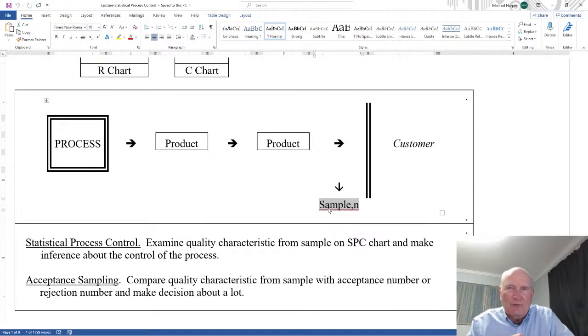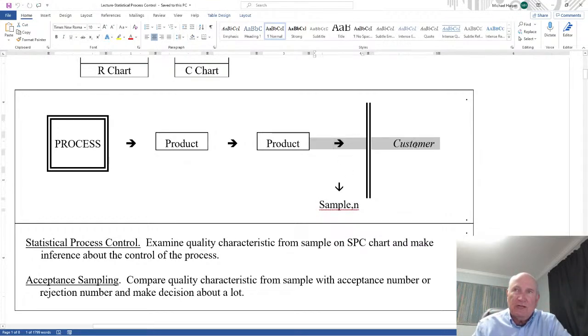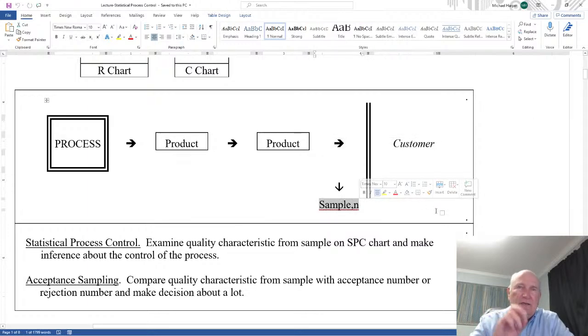Anyway, either good or bad. Now, if it's good quality, then nothing is done and you let it go on to the customer. But if it's bad quality, then there are two things you can do.